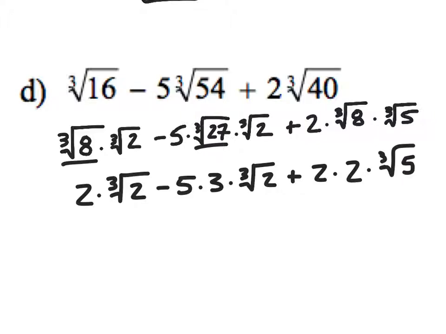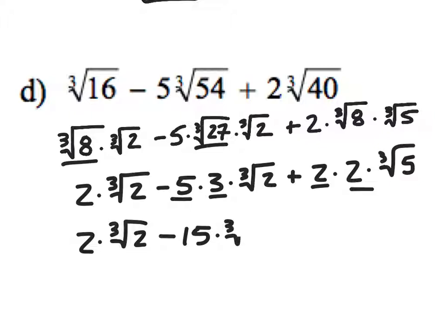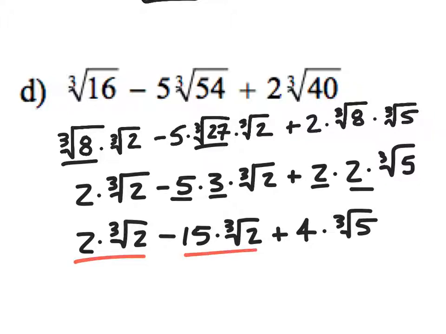All right, now that's okay. All right, now let's simplify this. Let's multiply these numbers here and these here. So I've got 2 times the cube root of 2 minus 15 times the cube root of 2 plus 4 times the cube root of 5. Okay, now notice what you have here. You have two values that have like terms. Let's combine those. This one is not a like term.